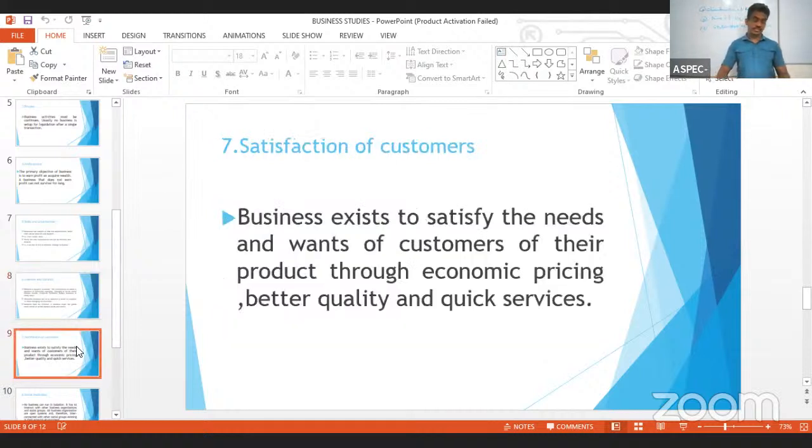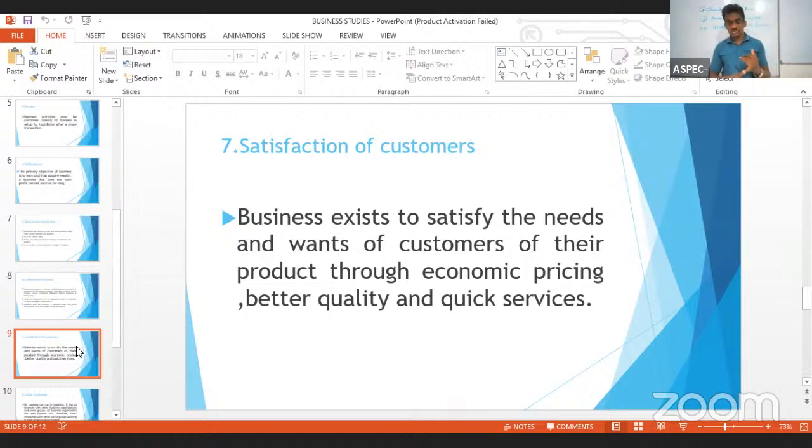Then we move to the next one, satisfaction of customers. The main characteristic of business is satisfaction of the customers. The customer is the main key stakeholder of the business. Without the customers, a business cannot survive. Business exists to satisfy the needs and wants of the customer for their product through economic pricing, better quality, and quick service. Satisfaction of the customer is very important.